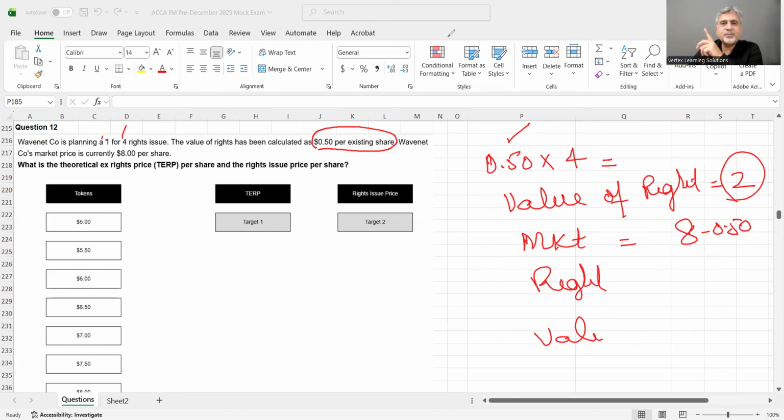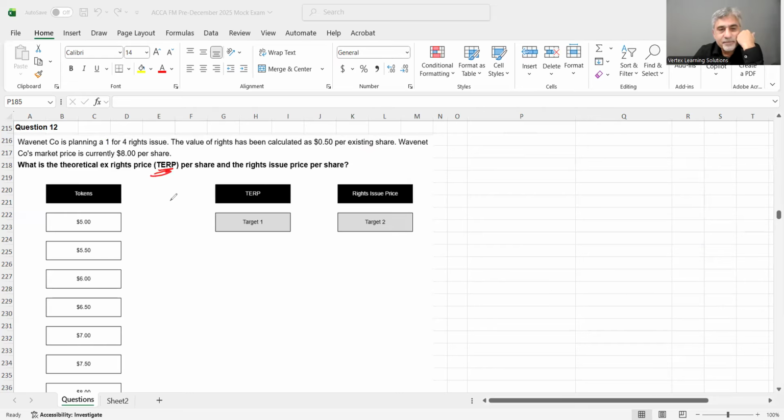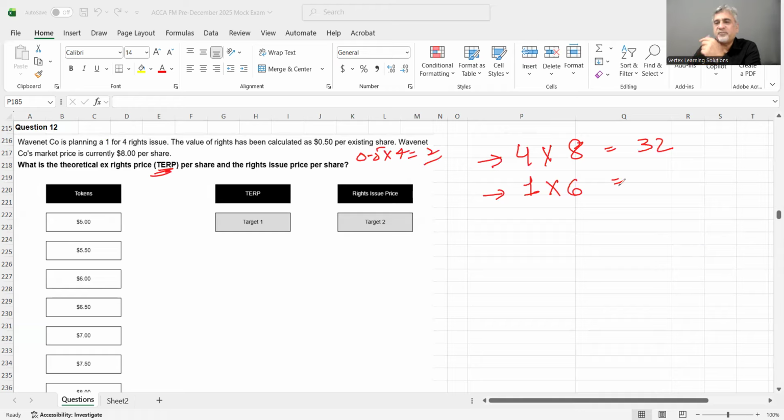Okay, so they are not asking for the share price. They are asking for the theoretical ex-rights price, TERP. Okay, I understand. So 4 shares at $8 will give 1 share at $6. That makes 32. I'm calculating TERP, the theoretical ex-rights price: the existing shares at market value, plus the new share, and at what price are you going to issue it? I'm going to issue it for 6, because 0.5 times 4, the difference is 2. I'm going to issue one share for 6. That makes it 38.